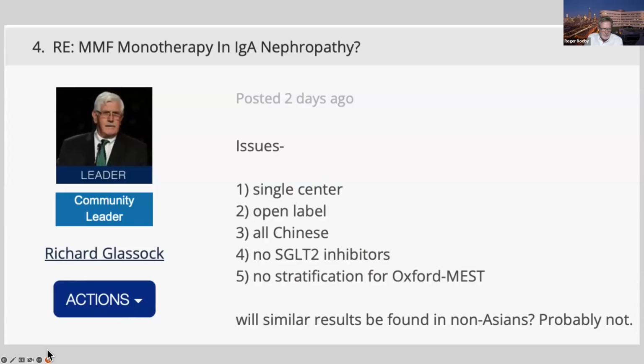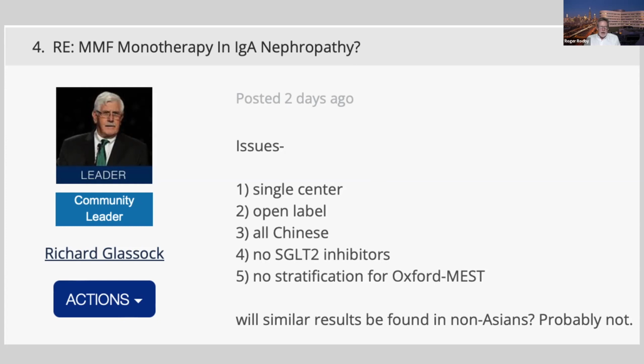It might have been early release or something. So we put it out there, and this is what Dr. Glassock came back with, and he said there were some issues here. One, it's single center; two, open label, all Chinese, no SGLT2 inhibitors, no stratification by the MEST score. And were similar results found in non-Asians? Probably not. I think those are all legitimate comments.